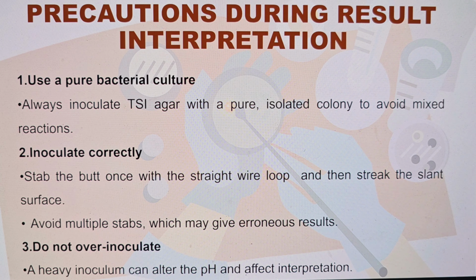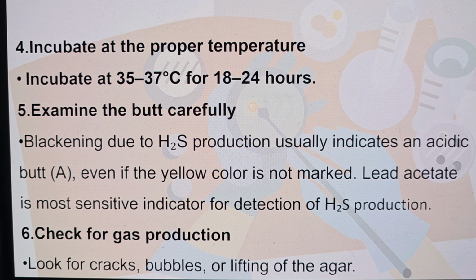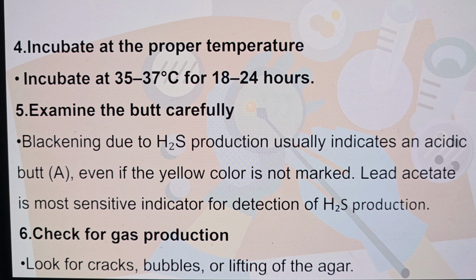Third, do not over inoculate. A heavy inoculum can alter the pH and affect the interpretation. Fourth point is incubate at 35 to 37 degrees centigrade for 18 to 24 hours. Fifth, examine the butt carefully. Blackening due to H2S production usually indicates an acidic butt even if the yellow color is not marked. Lead acetate is the most sensitive indicator for detection of H2S production. Sixth, check for gas production. Look for cracks, bubbles or lifting of the agar.